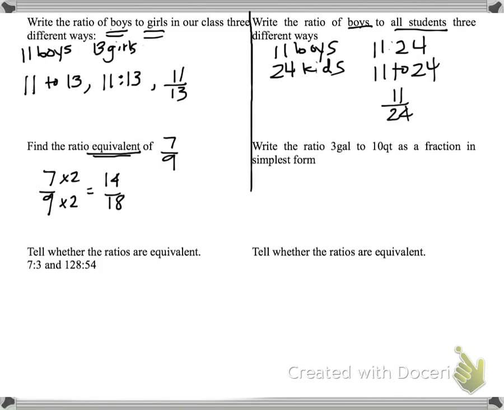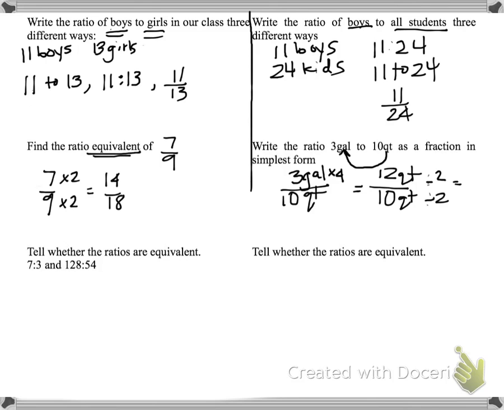Okay, the next example says write the ratio 3 gallons to 10 quarts. Remember that there are 4 quarts in 1 gallon, so I'm going to have to convert this. I'm going to write it as 3 gallons to 10 quarts. But right now I'm comparing apples to oranges, or gallons to quarts. So I'm going to convert this, so I have to multiply this by 4. I'm not multiplying the bottom by 4 because all I'm doing here is conversion. So I end up with 12 quarts compared to 10 quarts, and here I'm able to reduce. These are both even numbers, which means they're both divisible by 2. So I end up with 6 quarts compared to 5 quarts.